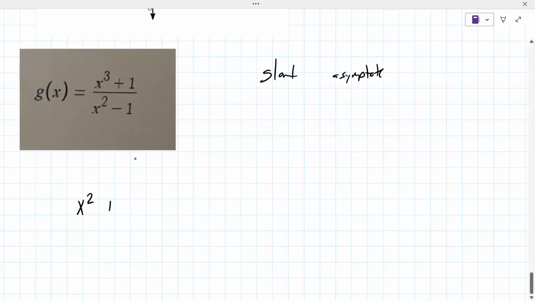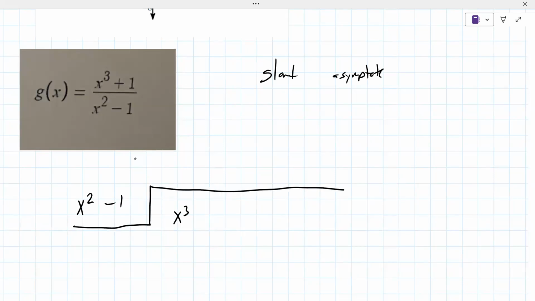X squared minus one outside the house, and then it's x cubed plus 0x squared plus 0x plus 1 inside the house. Do you remember this? Yeah. So this is really awful. I don't remember if we even did these, but maybe we did a few a week ago or more. What do you figure out here?